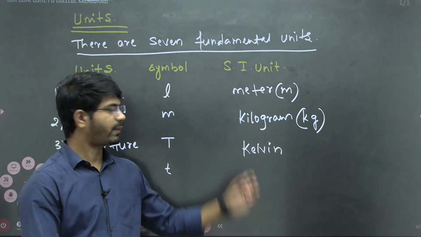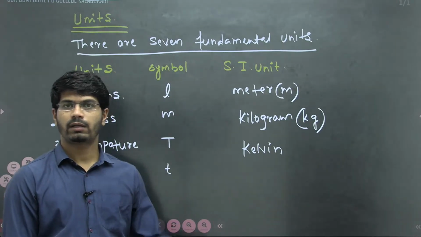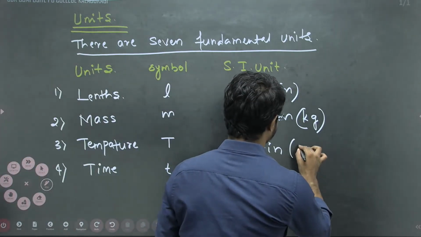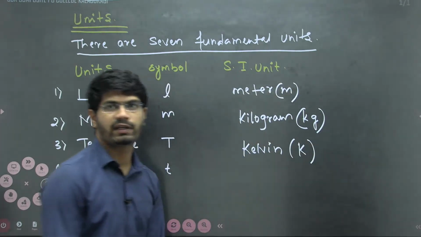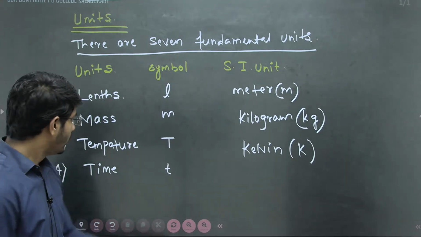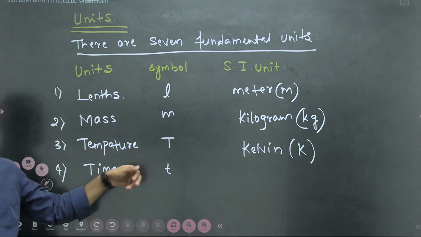Of course, the temperature can also be measured in terms of Fahrenheit. But the SI unit of temperature is Kelvin, which is abbreviated as K. That should be capital K. Okay, capital K. Now, the SI unit of time is seconds.